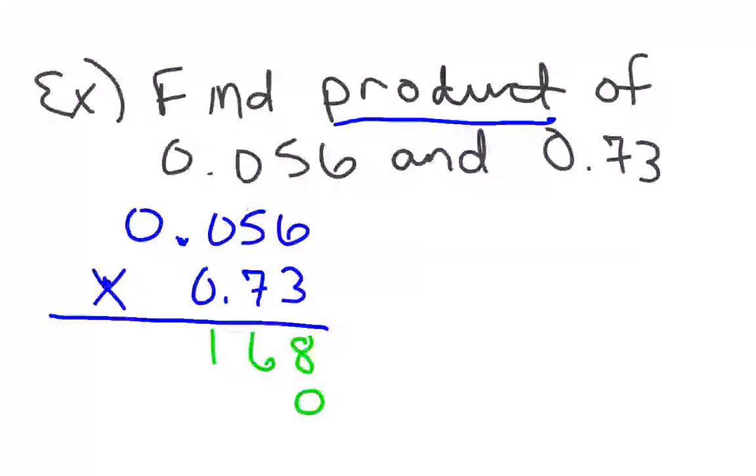All right. 7 times 6 is 42. 7 times 5 is 35, plus 4 is going to be 39.